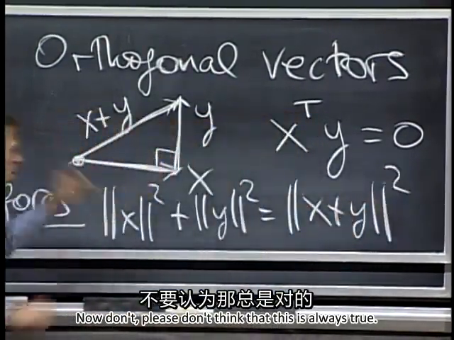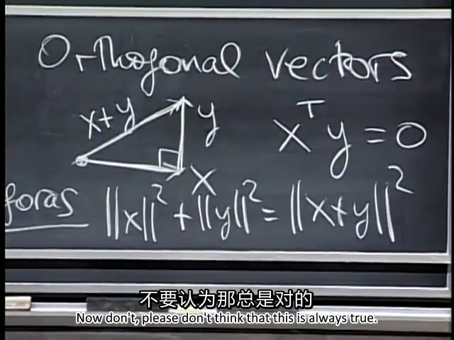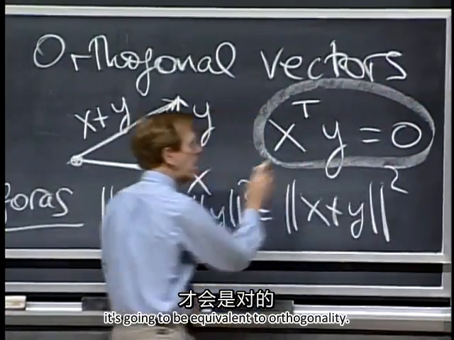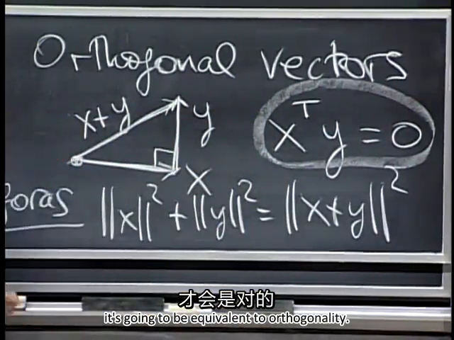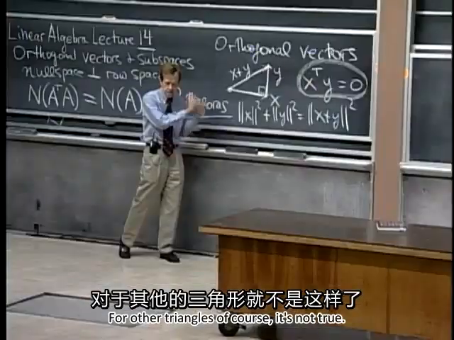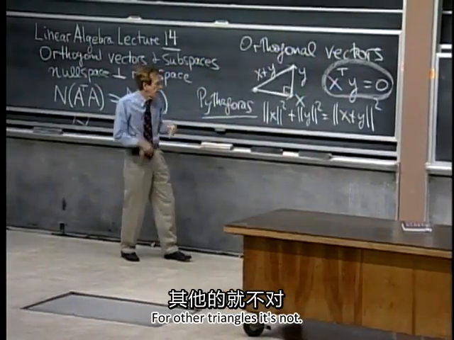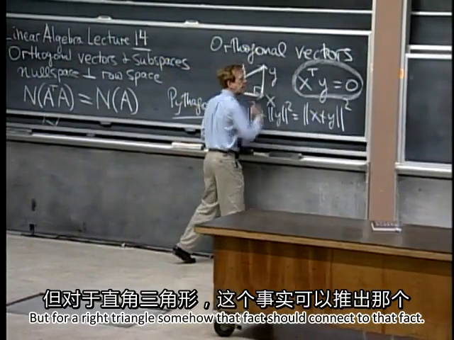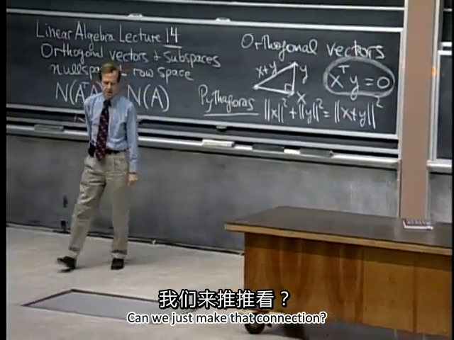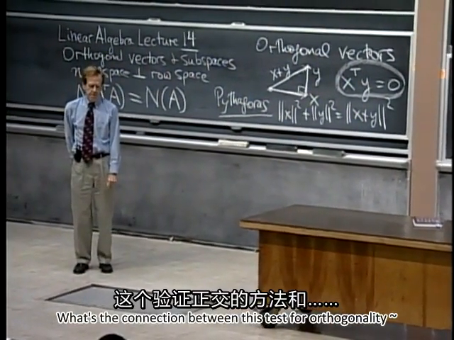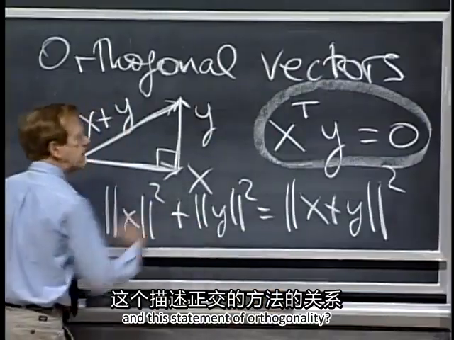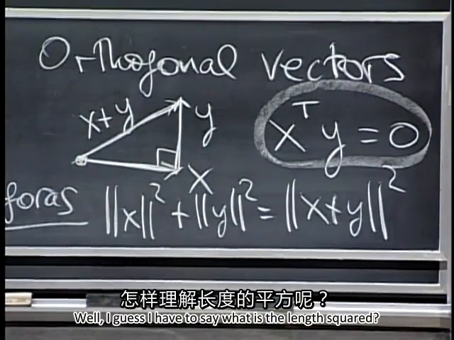Now please don't think that this is always true. This is only going to be true in this case, it's going to be equivalent to orthogonality. For other triangles, of course, it's not true. But for a right triangle, somehow that fact should connect to that fact. Can we just make that connection? What's the connection between this test for orthogonality and this statement of orthogonality? Well, I guess I have to say, what is the length squared?